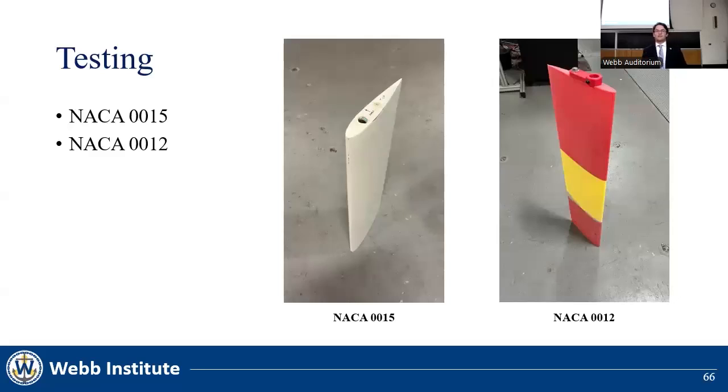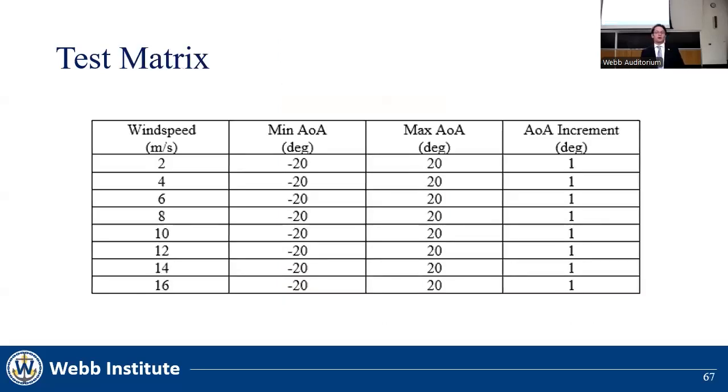To test the accuracy of the data produced by the wind tunnel, we began testing 2 foils, a NACA 0015 and a NACA 0012. The NACA 0015 foil was provided by Navitek, and the 0012 was 3D printed here at Webb. Both foils were tested using the following test matrix. This test matrix tests wind speeds of 2 to 16 meters per second at steps of 2 meters per second. At each wind speed, the foil moves from negative 20 degrees angle of attack to 20 degrees angle of attack in steps of 1 degree.